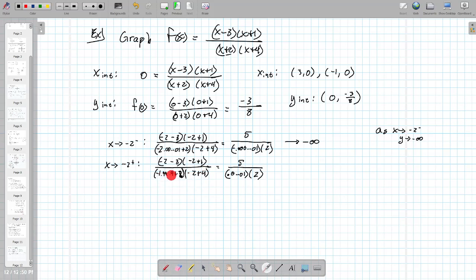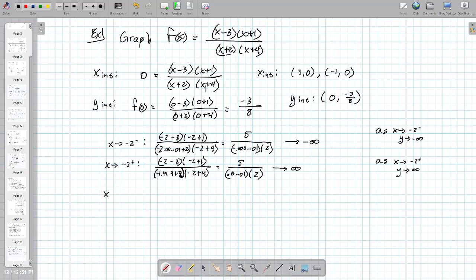Now, hopefully you can see why this is positive. This negative number is smaller than 2. So if we're adding 2 to this number that's arbitrarily close to negative 2, then we would get a positive number. So we have a positive divided by an arbitrarily small positive number. This will go to positive infinity. So again, as x goes to negative 2 from the right, y goes to positive infinity now. So on the left side of negative 2, our y value is going to negative infinity, but on the right side of negative 2, our y is going to positive infinity.